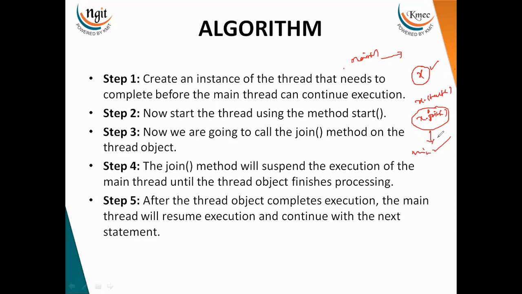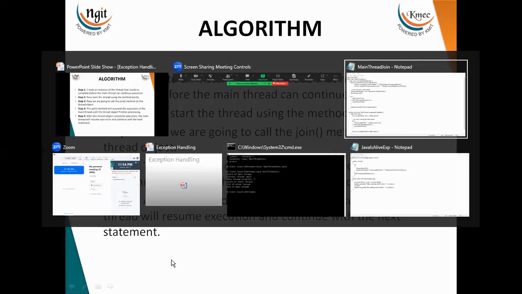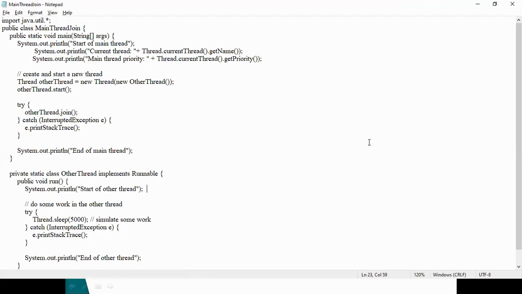So this is how we are going to use the join method. Sir, can you give an example? Hopefully the procedure is clear. So I'm going to show it practically. Here I'm taking an example for the join and main thread, right?